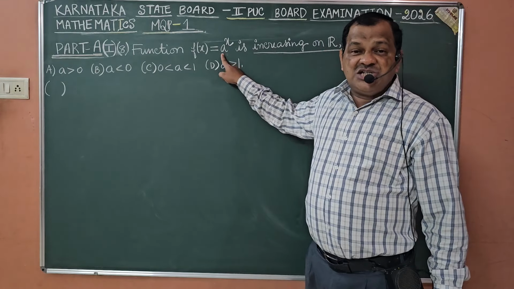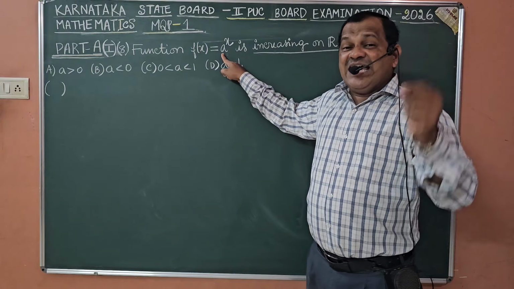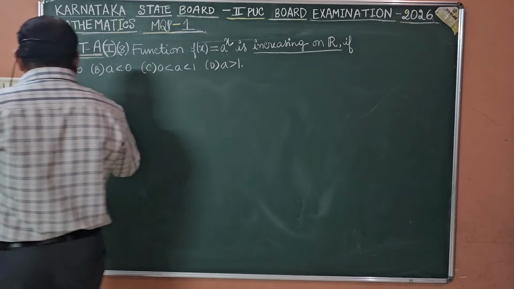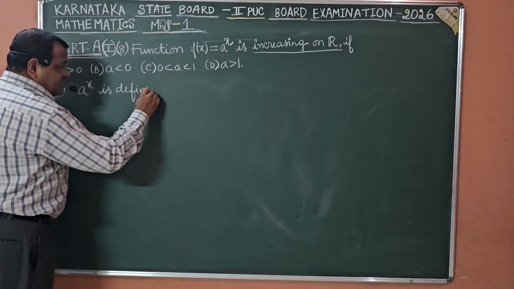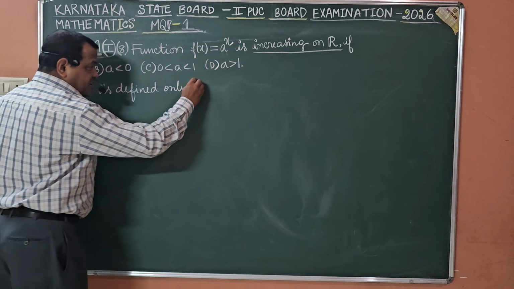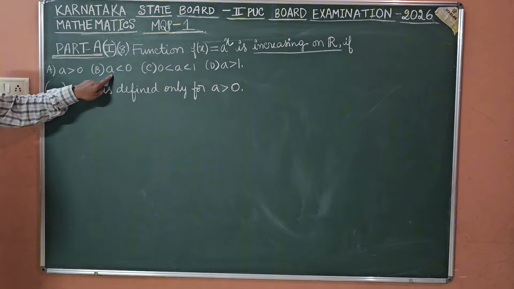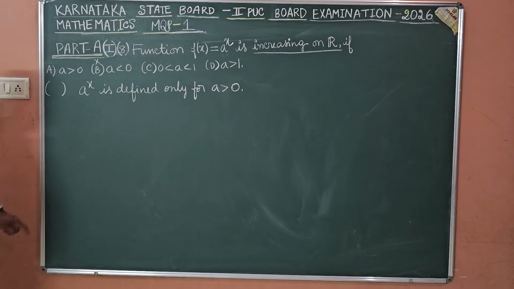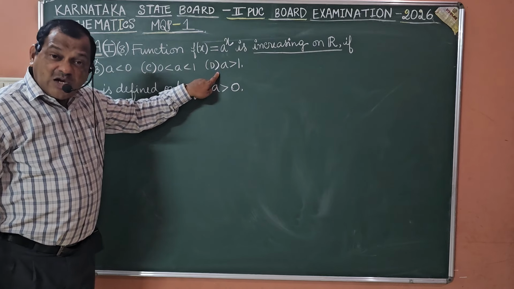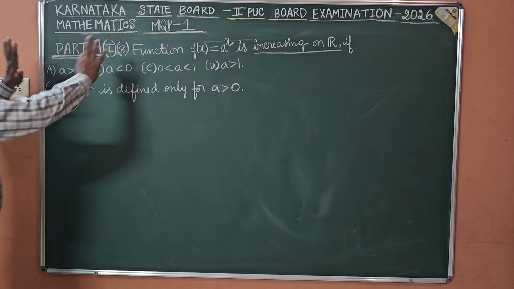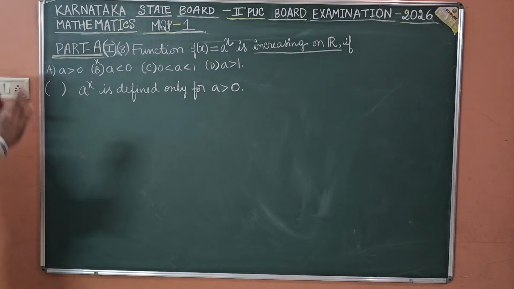Why? Because the exponential function a power x is defined only for a greater than 0. That is the first condition. Therefore, option B is out of the race. It cannot be correct. A greater than 0 may be in the first option, and is also there in option C and option D. Now let us see, out of the 3 options left over, A, C and D, which one is correct?